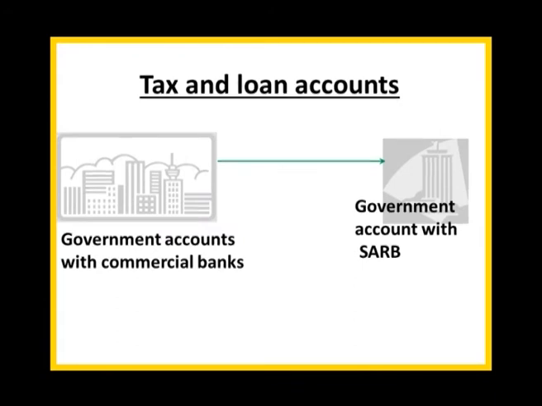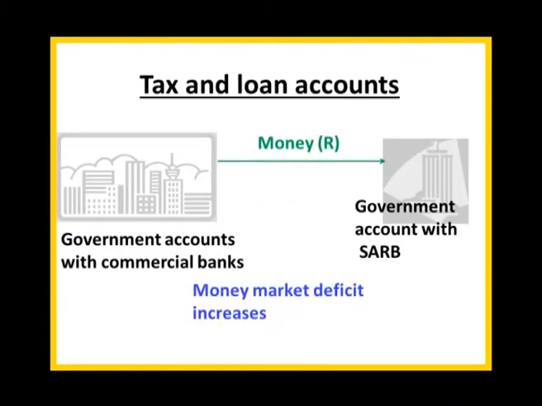Tax and loan accounts is another instrument that the Reserve Bank can use in order to influence the size of the liquidity deficit. Now, a tax and loan account is an account that the government holds with the commercial banks. The government also holds accounts with the Reserve Bank. And all that will happen now is that cash will be transferred from the government's account with the commercial banks to the Reserve Bank. Therefore, the money will flow away from the banks, and that will mean that the money market deficit will increase.